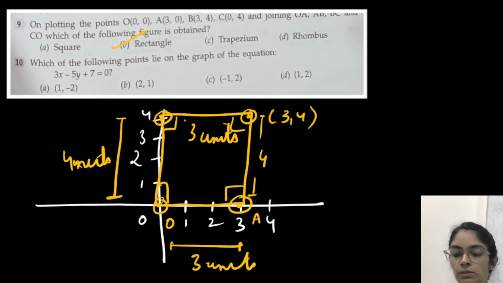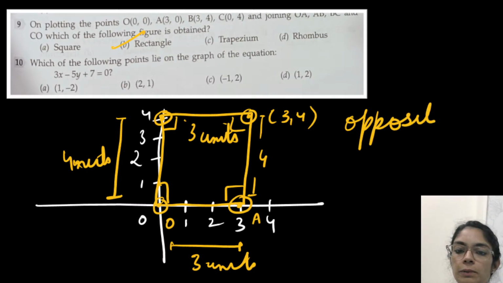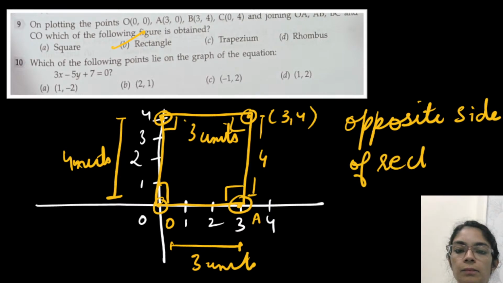Those who have told me square, just see. A square has all the sides equal. A rectangle has opposite sides equal. So opposite sides of a rectangle are equal. So this concept we have to use here.